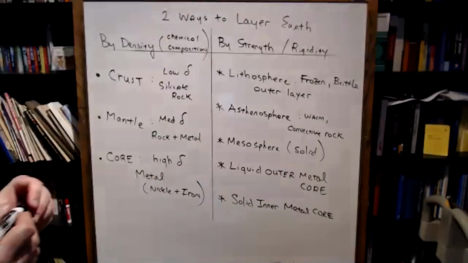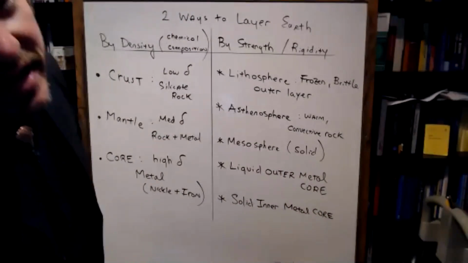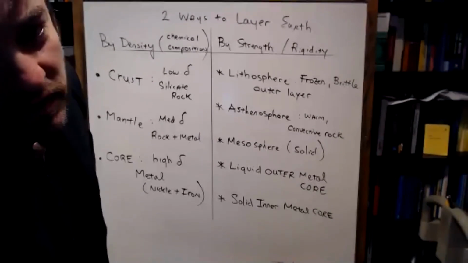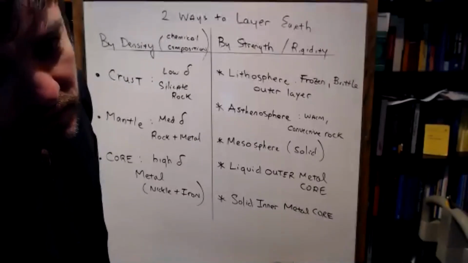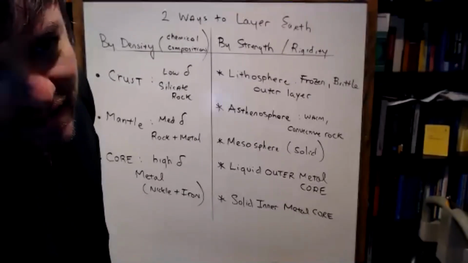If you had to take a guess, class, which layer of Earth is hotter, the liquid outer metal core or the solid inner metal core? What would you say if you had to guess?